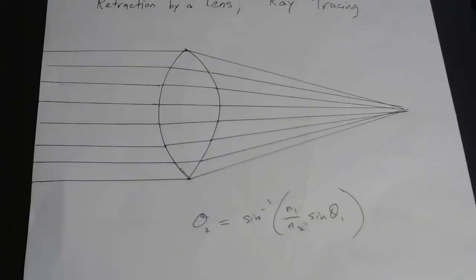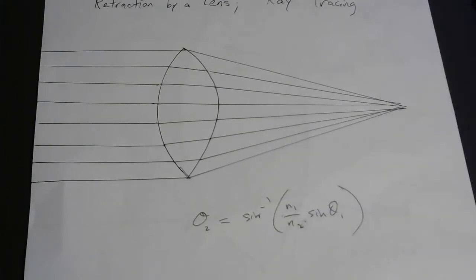Hola! In a previous video, we looked qualitatively at the behavior of light as it passes through a converging lens, like so. Now, we are going to look at a method for determining the distance from the lens and the height of an image produced by a converging lens.